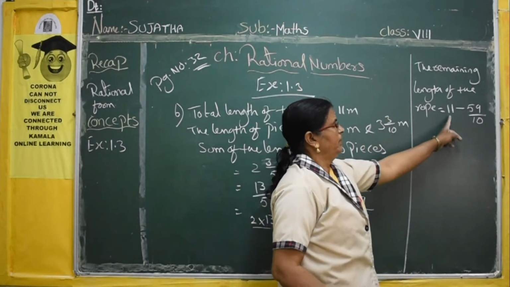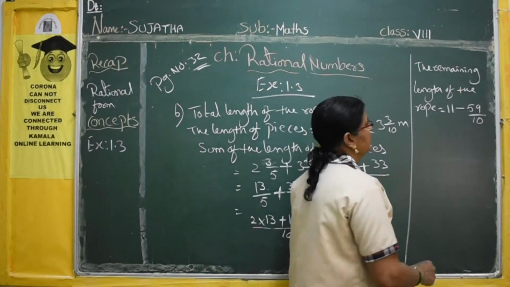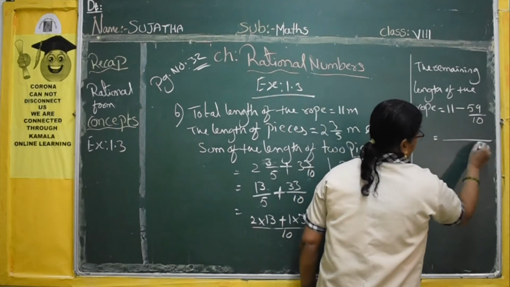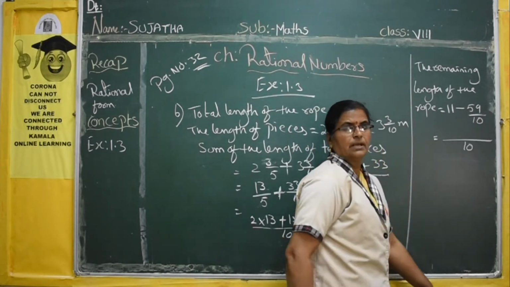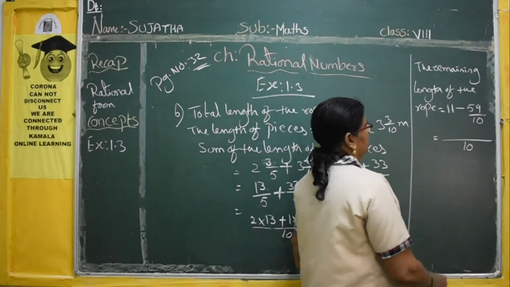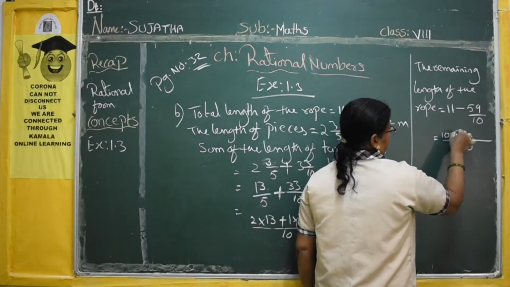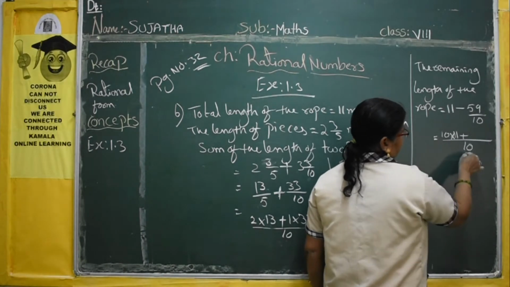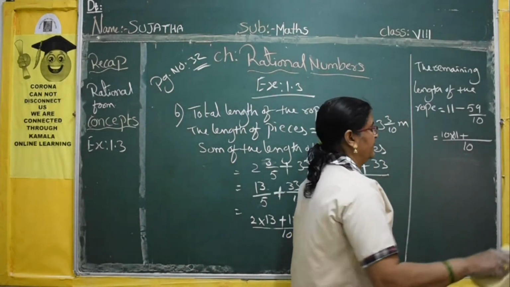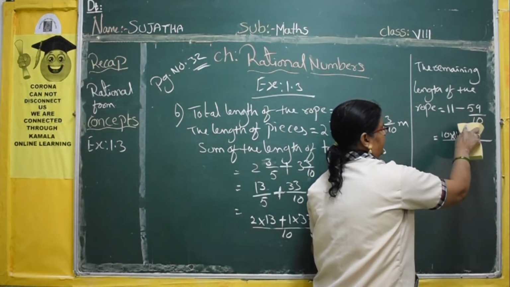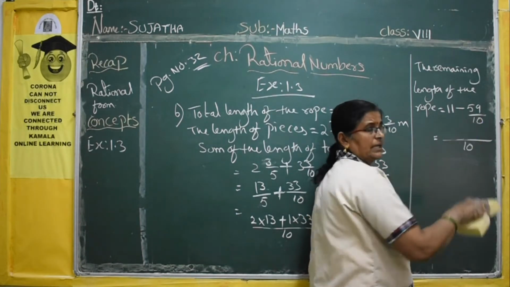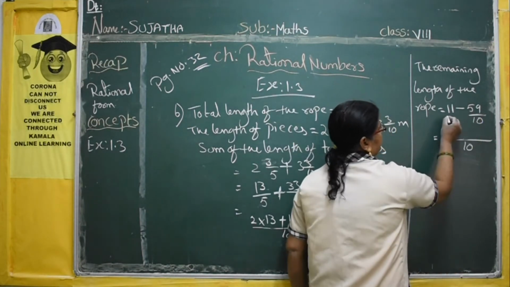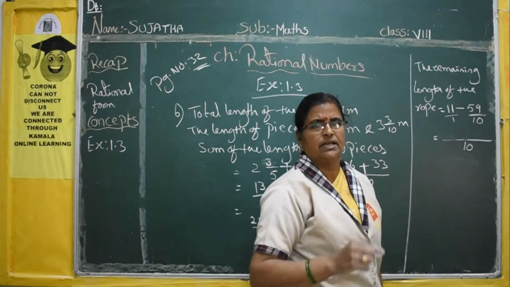Understood? Here the denominator is not there, which means 1 will be the denominator. Now take the LCM. 10 is the LCM. So 10 into 11 minus 59, divided by 10. How are you getting 10 into 11? Understood? Here there is no denominator, which means 1 is the denominator.